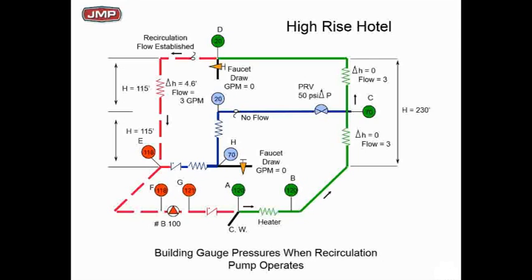So where's the problem? The top 10 floors work fine. The bottom 10 floors, I hope you recognize, is a problem because we got a recirc pump trying to cross that pressure reducing valve that we dropped 50 pounds in. So let's see where the real problem is.